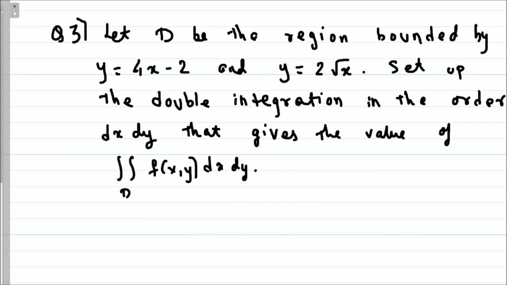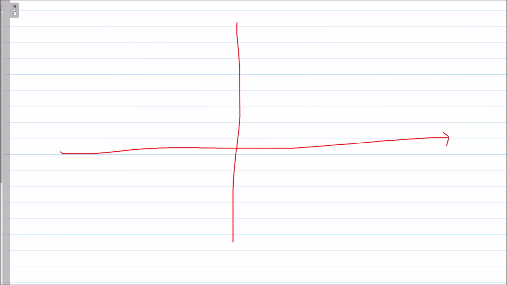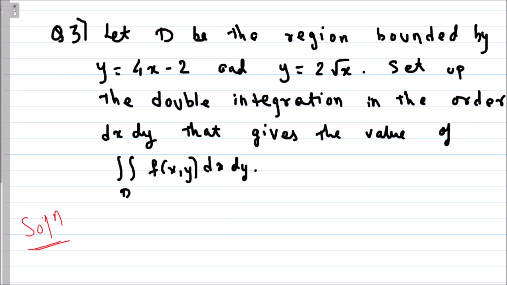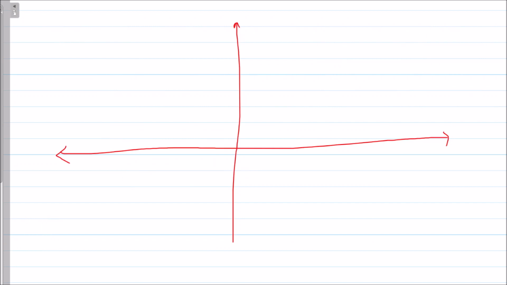What is the third question? The third question says you have a region D which is bounded by the lines y equal to 4x minus 2. So let me draw the line over here on the whiteboard. So y equal to 4x minus 2. How do you draw the line? When my x is 0, my y is minus 2. And when my y is 0, my x is 1 by 2. So this is the line joining these points.